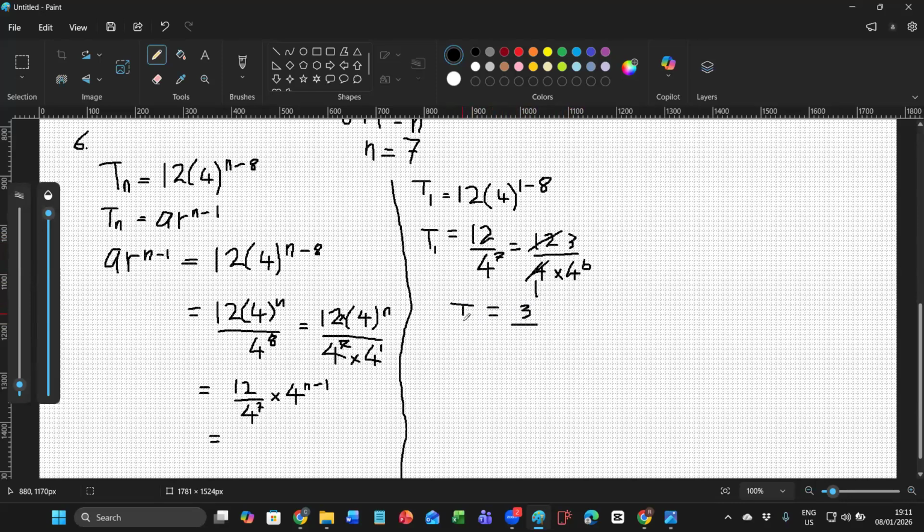Evaluate 4 raised to power 6. That's 4096. Right? Yes. So it's okay for us to leave our first term like this? Yes, that's fine.